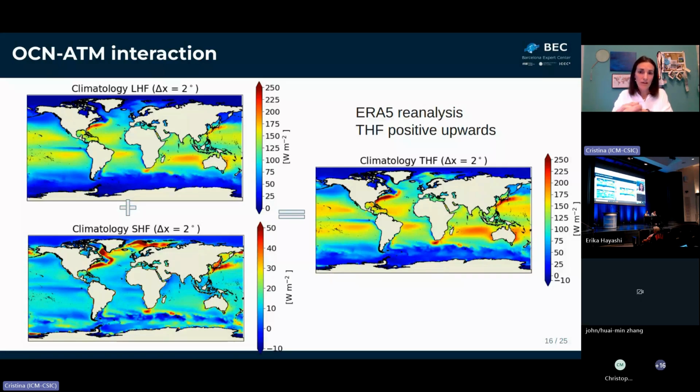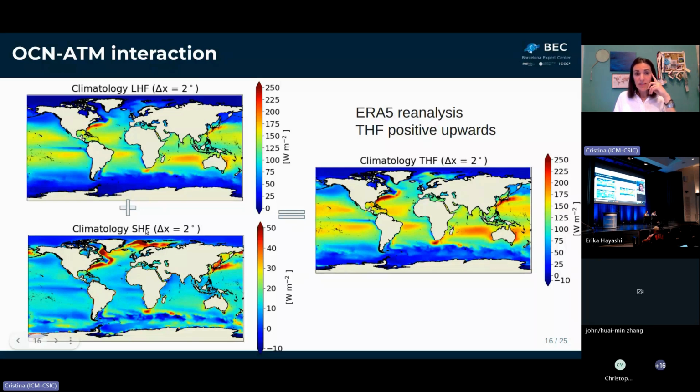And for that, we have used the ERA5 reanalysis. And here I'm showing on the left the climatology at 2 degrees for the turbulent heat fluxes. And as you know, the turbulent heat flux is the composition of the latent heat flux and sensible heat flux. The latent component is the one contributing most, as you can see here in the amplitude, to the turbulent heat fluxes. And we can say that this is due to humidity. And here I want to highlight that we have considered turbulent heat fluxes and both fluxes being positive upwards. That means from the ocean to the atmosphere.